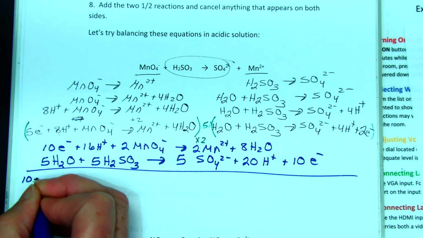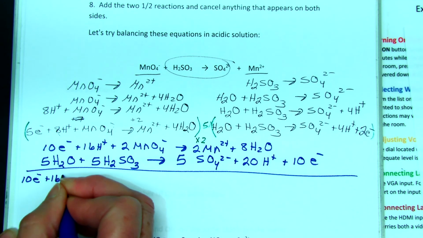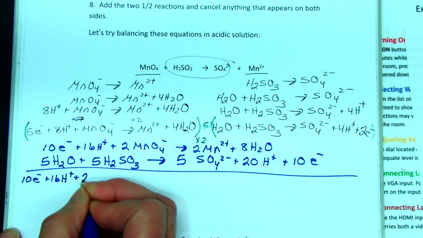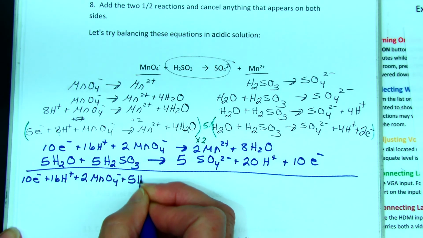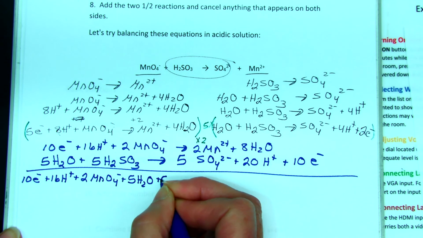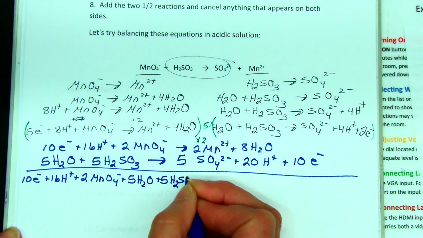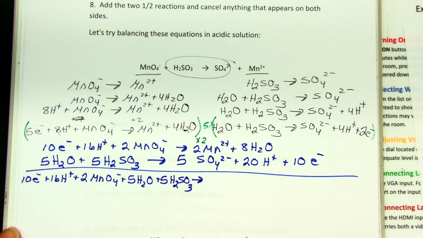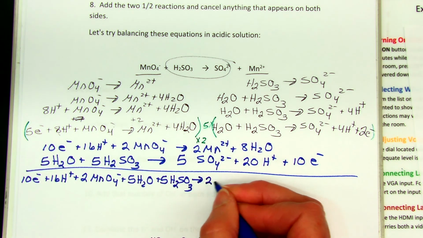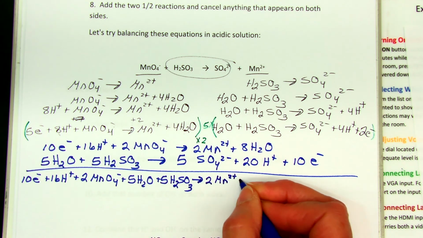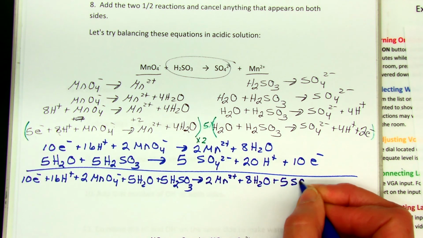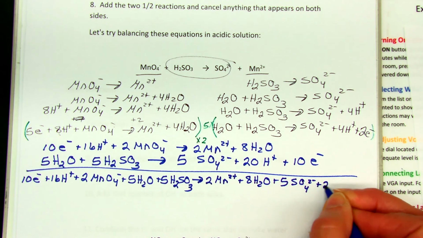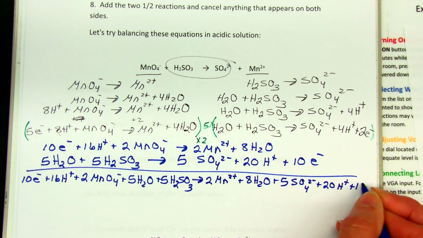So I have 10 electrons plus 16 hydrogen ions plus 2 permanganate plus 5 waters plus 5 sulfurous acid. I'm adding together the reactants from both half reactions. Now I add in the products. 2 manganese plus 8 waters plus 5 sulfates plus 20 hydrogens plus 10 electrons.